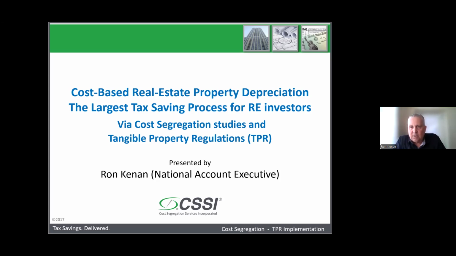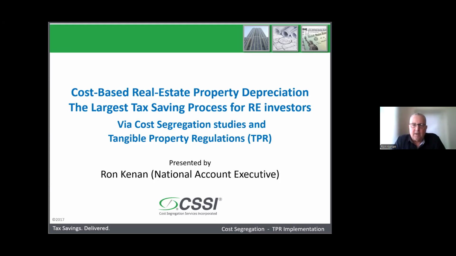So let's jump into the presentation. The title is a little long here. The real term to use is cost-based depreciation on real estate property. It's the largest tax saving process for real estate investors, and it's achieved via a cost segregation study. I'm going to talk about something called the Tangible Property Regulation, which came out in 2014, so it's about 11 years old. It's relatively still new, and that is the main regulation that defines cost segregation for real estate investors like us.